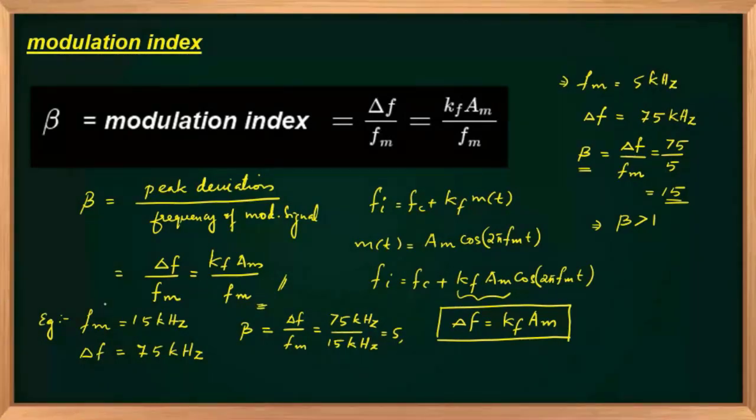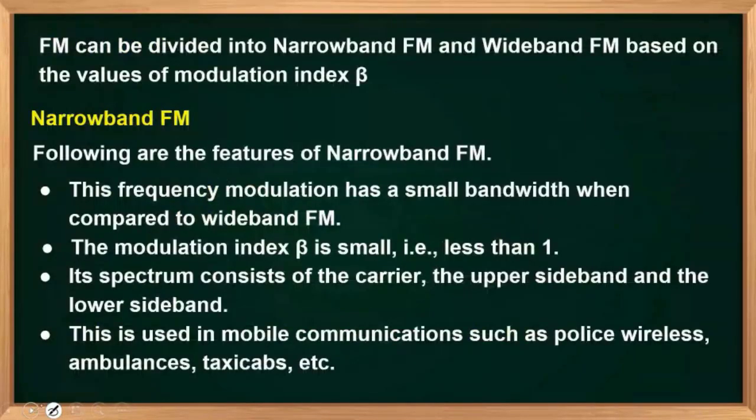This is a very important equation: beta equals delta F by FM. I will move on to different types of FM signals. FM can be divided into two types of schemes. First one is narrowband FM.